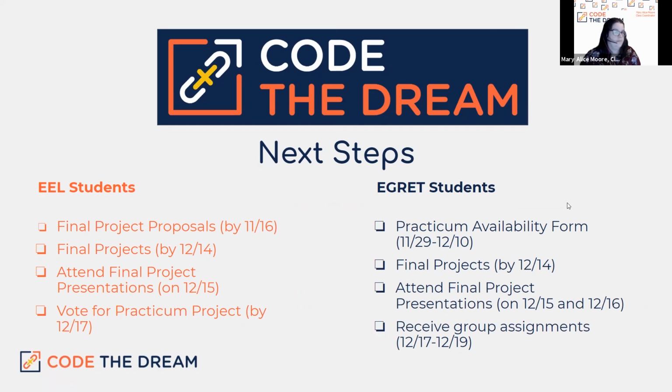Good. All right. Next steps for Egret students, practicum availability form. I'll send that out starting November 29th, and I'll have that posted regularly on your Monday and Wednesday announcements. And just fill it out by December 10th to let us know what your availability is going to be like, so we can group you accordingly. Your final projects will be due by December 14th. Attend your final project presentations.